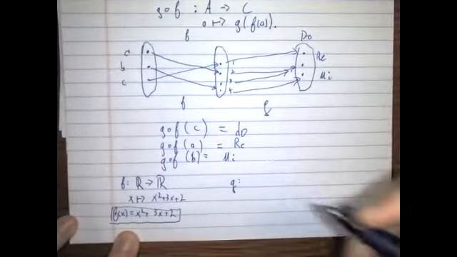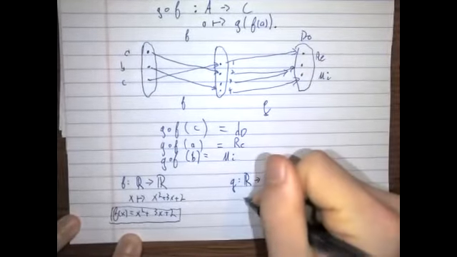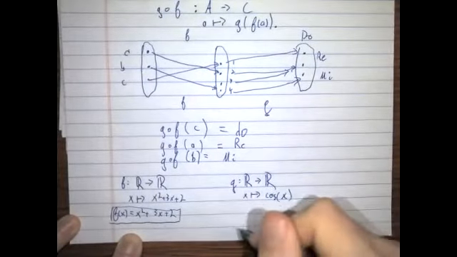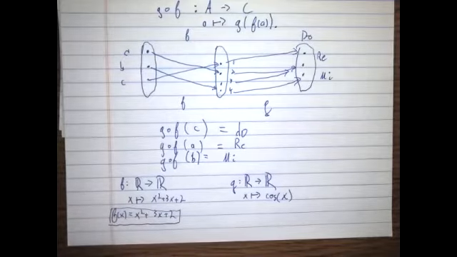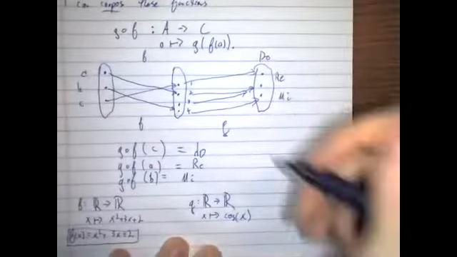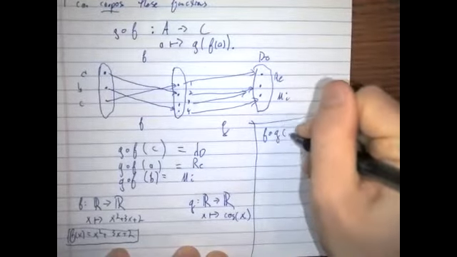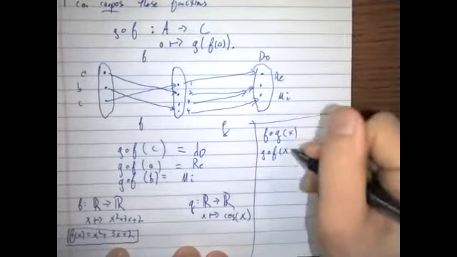And then let's let g be the function from the reals to the reals given by x maps to cosine of x, which you probably recognize as g of x is equal to cosine x. So my question for you is, what is f composed with g of x, and what is g composed with f of x?